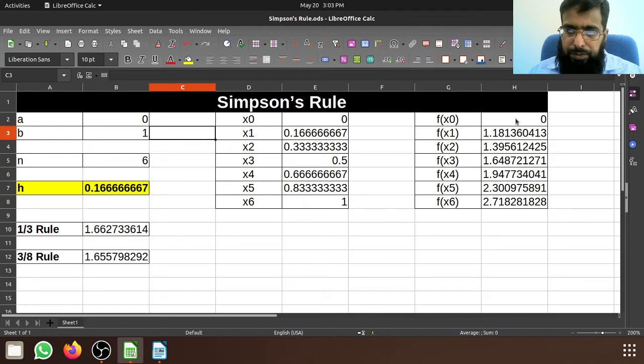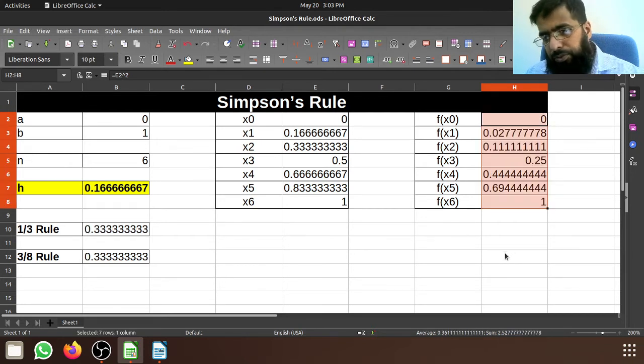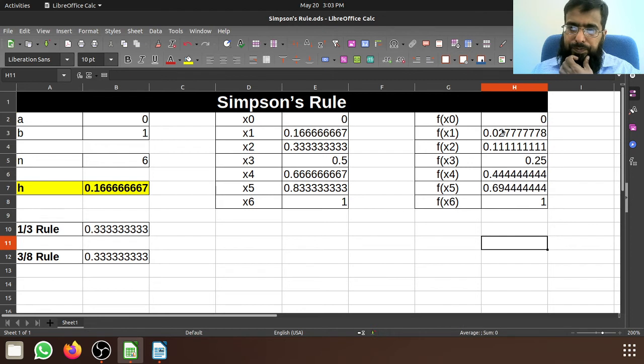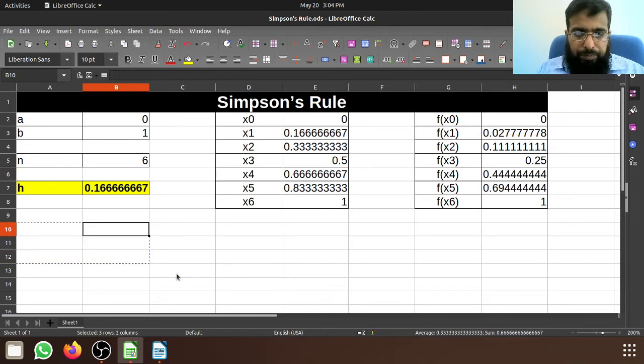Right, and to copy the same formula for all these cells, we just bring our mouse here until it becomes a plus, and then we click and drag it down the column along all rows, and it becomes this. So now we have this formula copied for all these cells. Right, the same formula copied for all these cells.